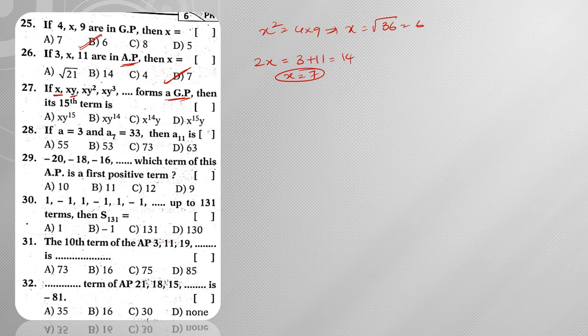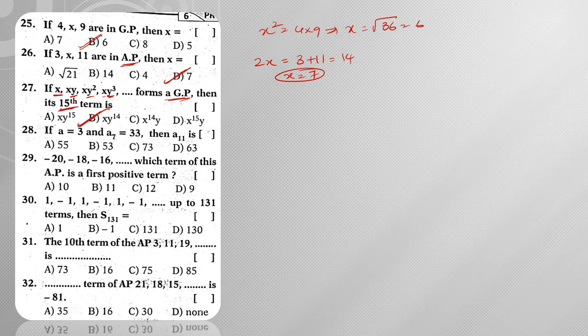In the second term you are having y power 1. In the third term y square, fourth term y cube. That means when you consider one particular term, one power is being less. That means if you ask about the 15th term, then you can say x into y power 14. Otherwise you can go with the formula a into r power n minus 1.